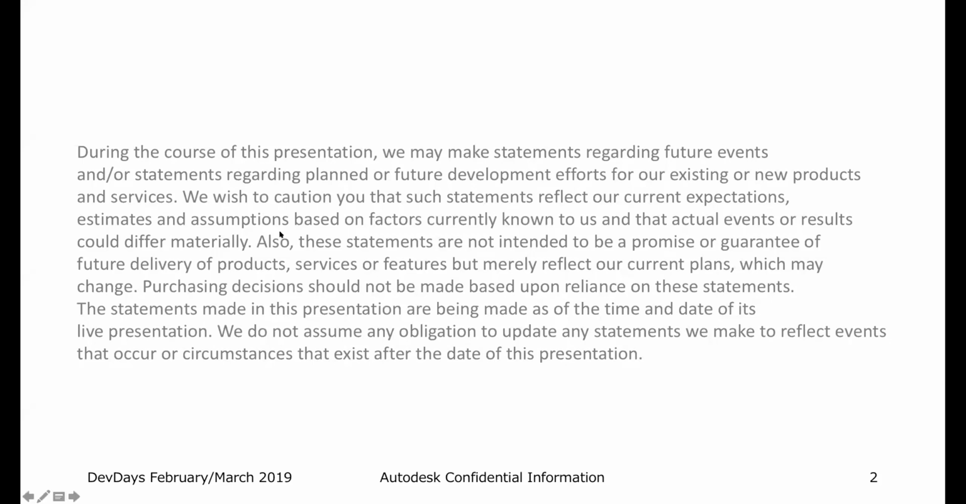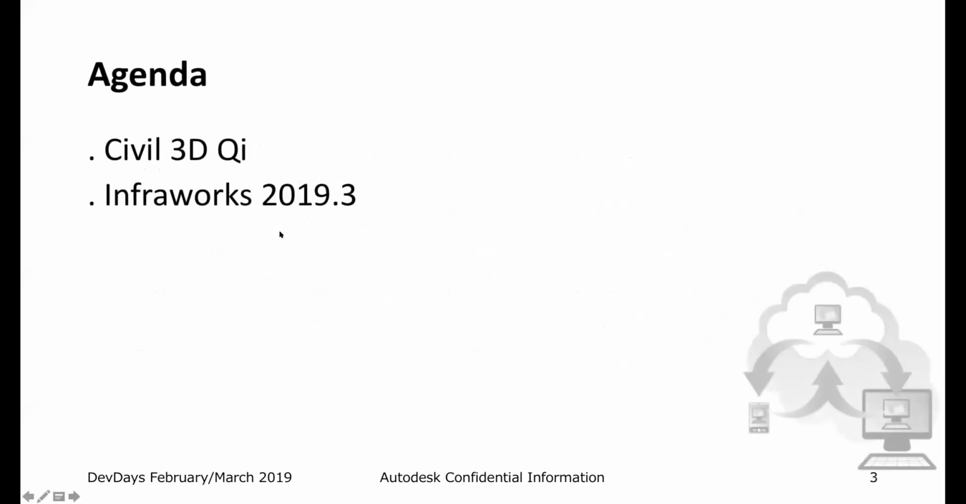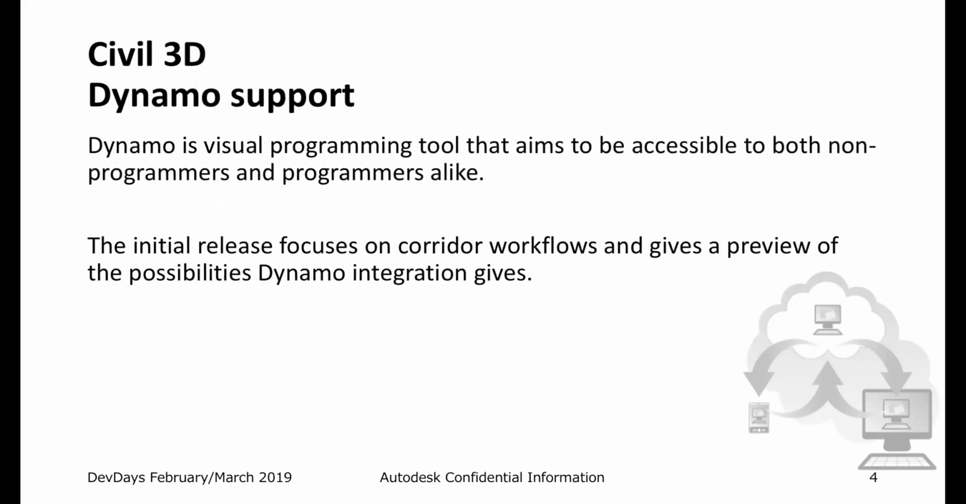Okay, going next. The first part of the presentation is about Civil3D 2020 version, and also about Infraworks 2019.3, which is the last release of Infraworks. Remember that we have quarterly releases of Infraworks, and I'm just pointing out a few things we had on the last release. Going to Civil3D, I think the biggest update is about Dynamo support that is coming on the next release.